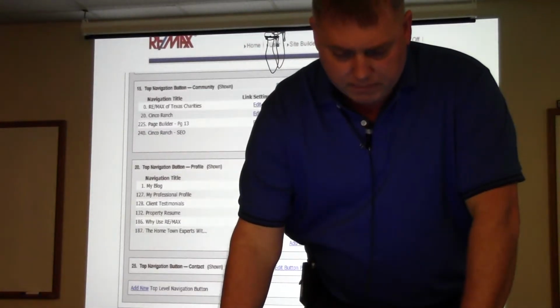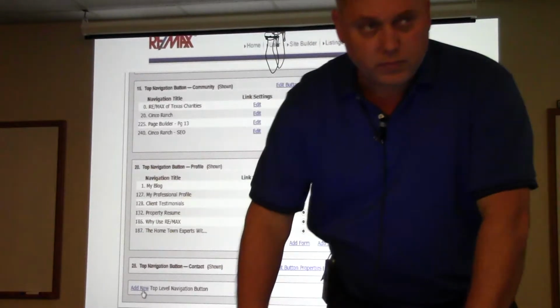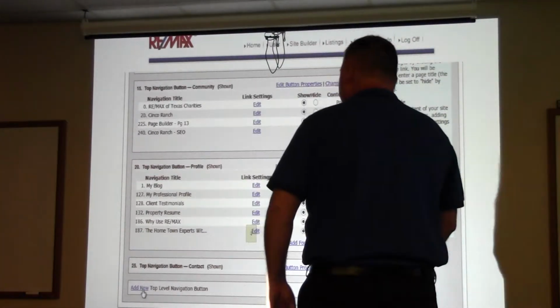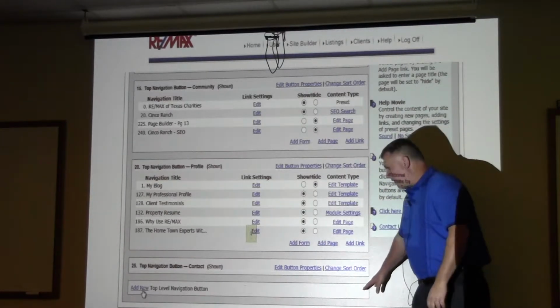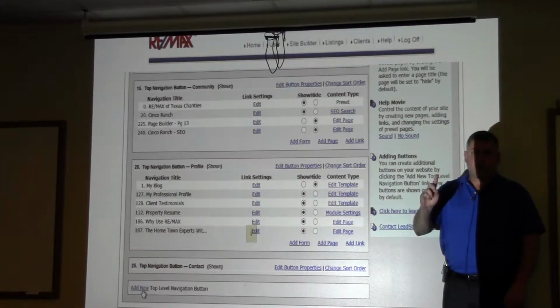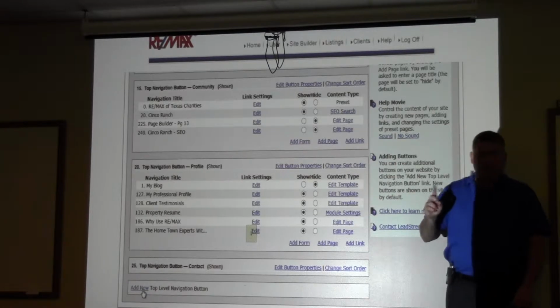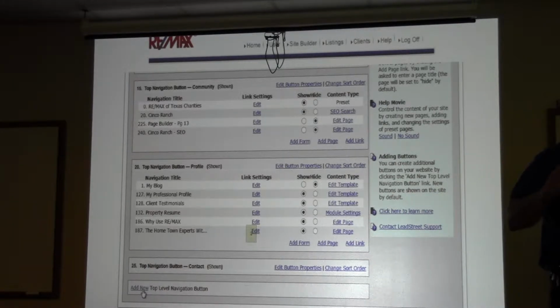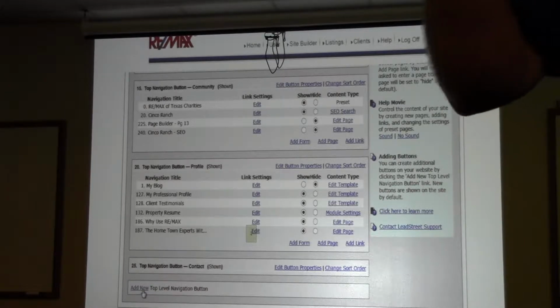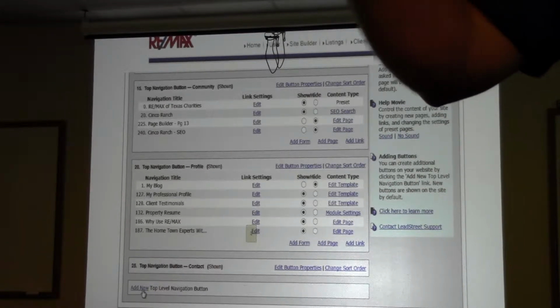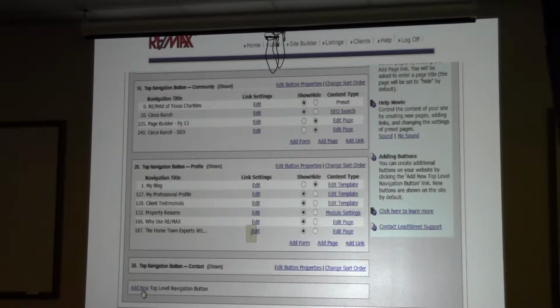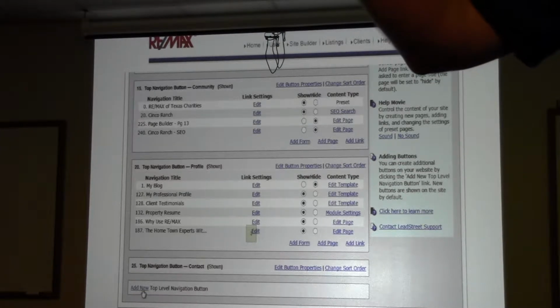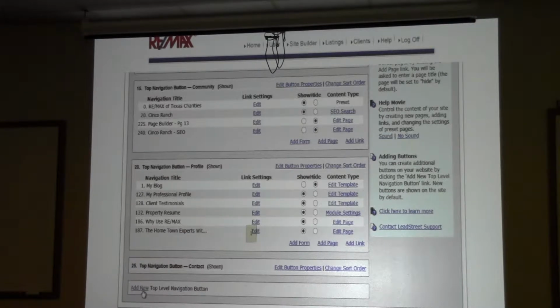Scroll all the way to the bottom. At the bottom, there's a link where it says Add New Top Navigation Level Button. Now, before you click on this link, there's something that you need to remember. There's only 4 sections under site content that you can add pages to. You can add a link to the top navigation button or link to the menu bar, but it does not create additional drop downs. So no matter what, there's only 4 drop downs available inside the site content.